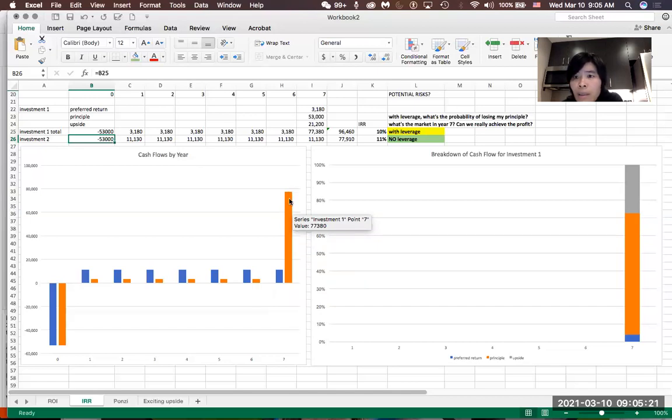If that is the case, you have to ask yourself, how likely will I earn this cash flow? Is it possible that anything happens that I may lose my principal, or even without losing principal, what's the probability of me earning the upside? So with the leverage, there's a risk of losing your principal.